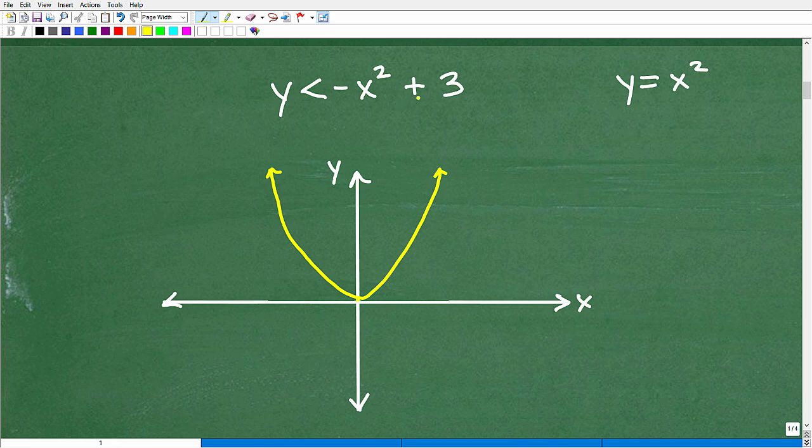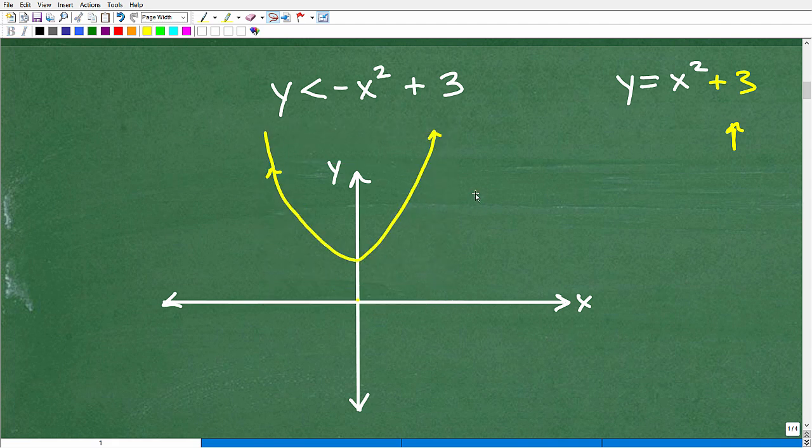Now we have plus 3. I'm going to get to this negative sign here in a second. So what does this plus 3 do? Well, this is going to push the graph up 3 on the y-axis. So let's take our little parabola and push the graph up 3. So this is 1, 2, 3. So far so good. This is y equals x squared plus 3.